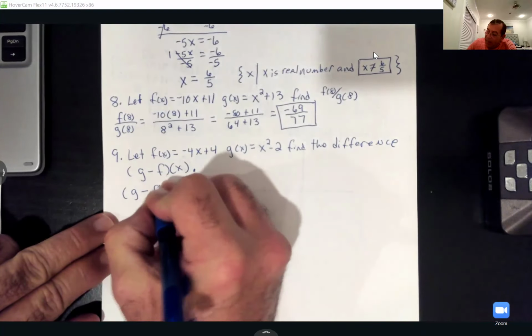You cannot end up with a single number on this one, number 9, because I didn't give you any numbers to put in for the x, okay?